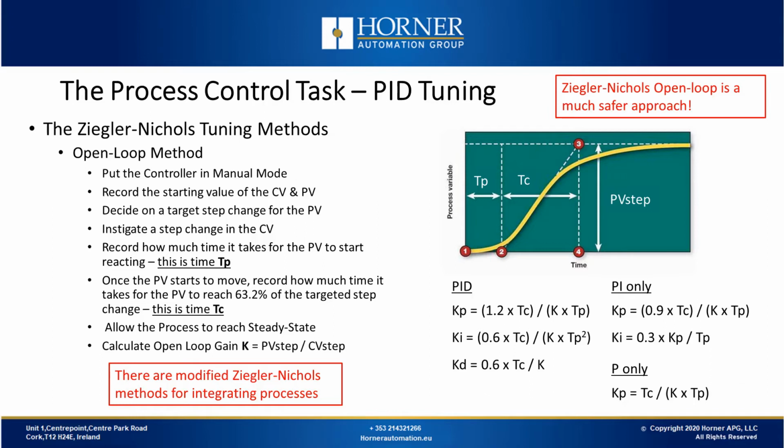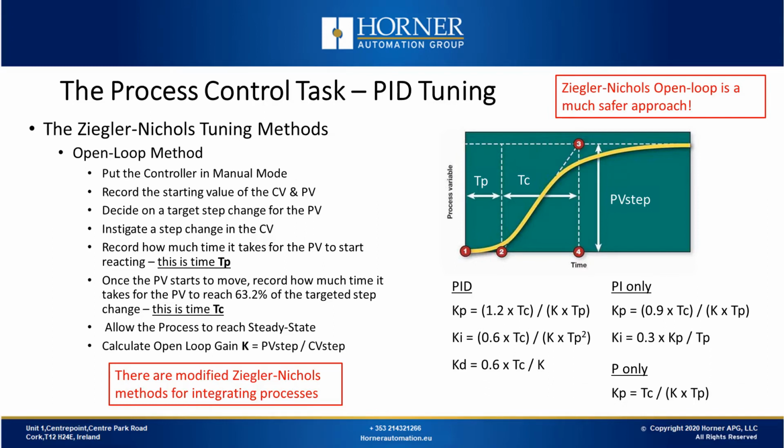So you're going to decide on a step change level for your process variable and your control variable. For example, with our pizza oven, it may be 100 degrees on the process variable side. As you instigate that step change in your control variable, you will record how long it takes for the process variable to start reacting. If you look at the chart, you'll see the space between 1 and 2, which is basically the time it took for the process variable to start reacting to the change in the control variable, so we have to record that.